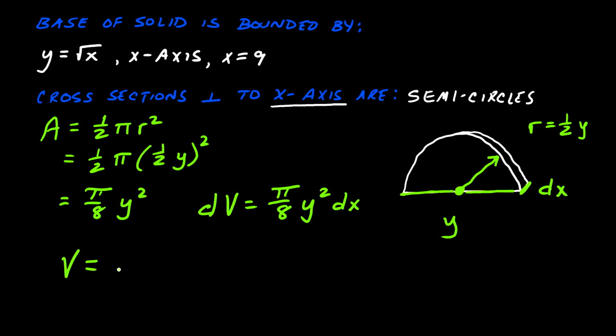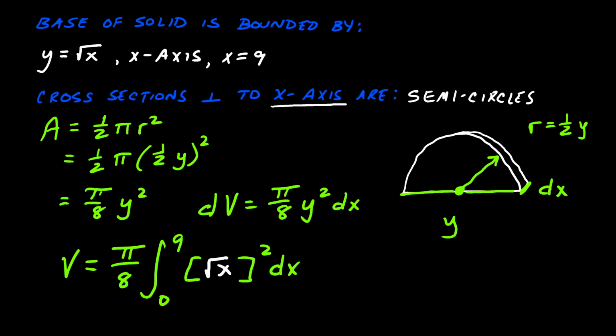So our volume for this problem is going to be pi over 8, again, another fraction, from 0 to 9 of our side length squared with respect to x, and our side length is root x. It could be any function that they're looking at, or it could be the difference of two functions. And that is going to simplify to, again, pi over 8, integral from 0 to 9 of x dx. So again, it's going to be a fraction of our original answer.